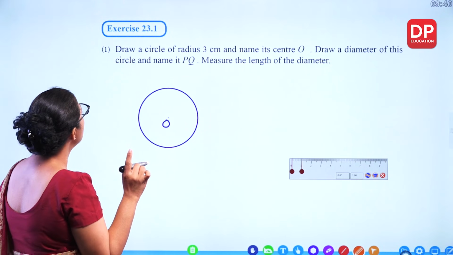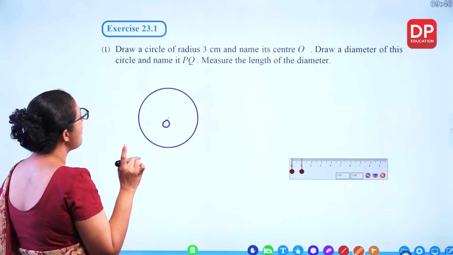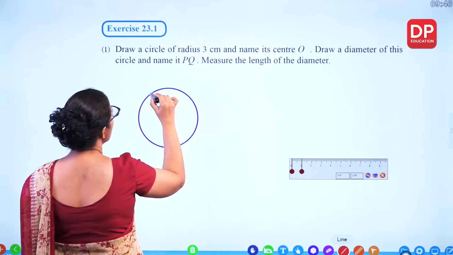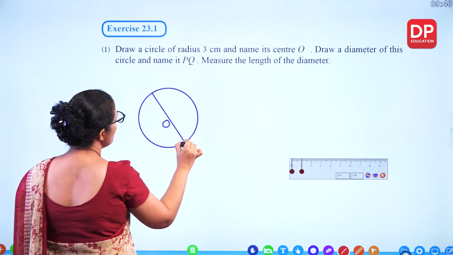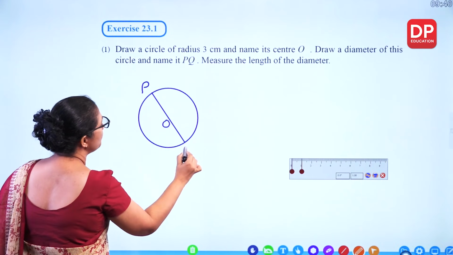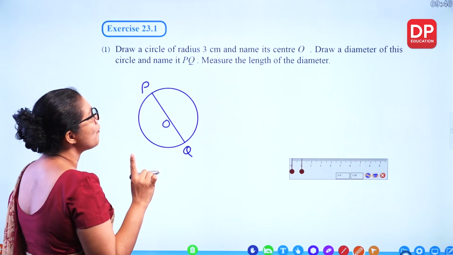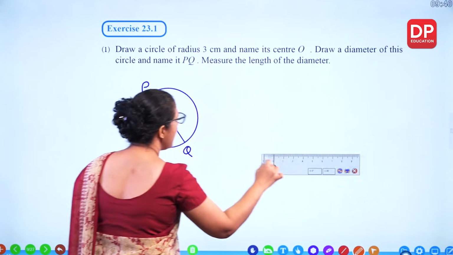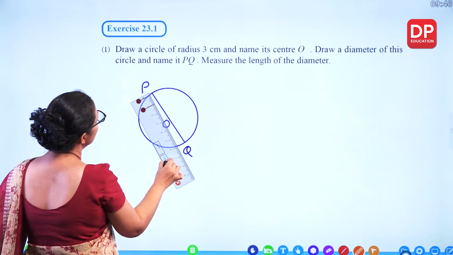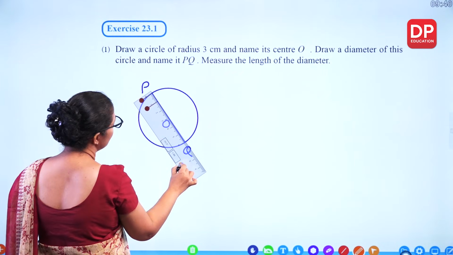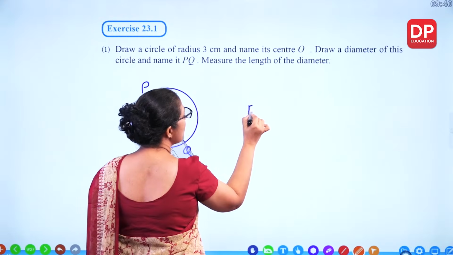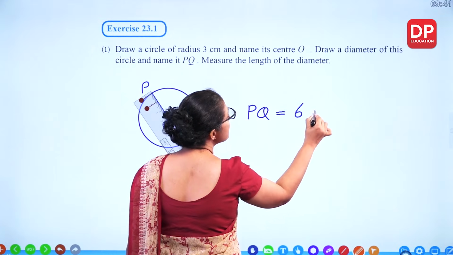Draw a diameter of this circle and name it PQ. So what's a diameter? A line that passes through the center. So you can draw any line that passes through the center and then label it as PQ. Measure the length of the diameter. So we'll measure the length. You get 6 centimeters. So PQ is 6 centimeters.